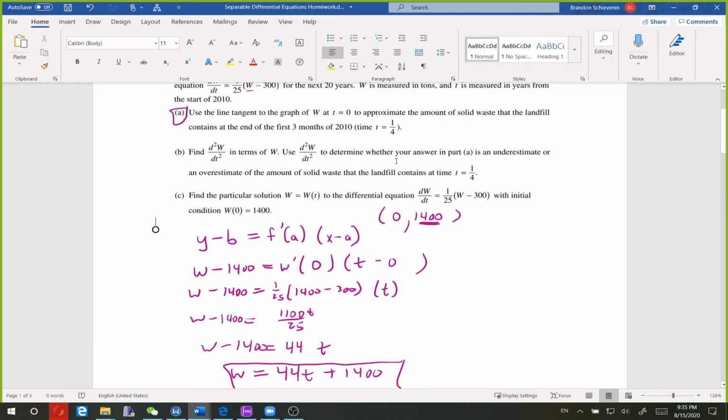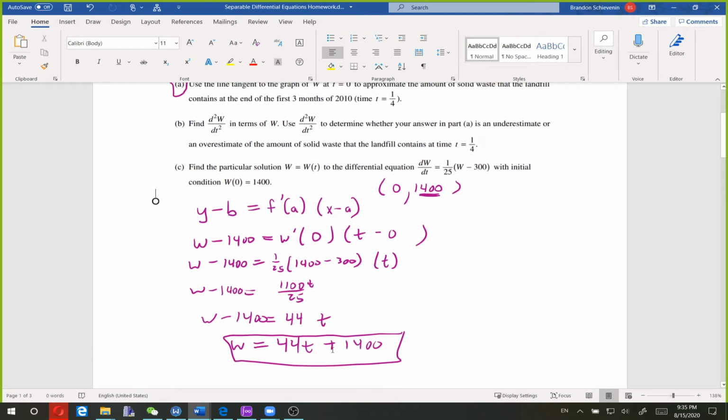That will allow us to estimate the amount of solid waste using our point that we started with and our slope at that start point. This is just an estimate. It doesn't actually curve like our real function does. But it should give us an idea over this 1/4 of a year. If I stayed with that slope that we had at the beginning of the year, how much solid waste would we actually have?